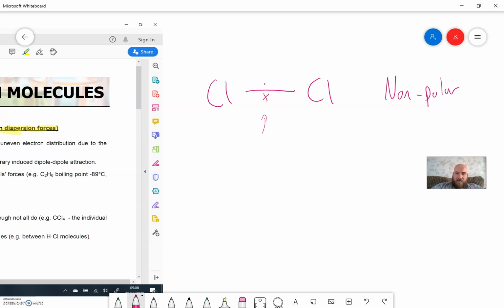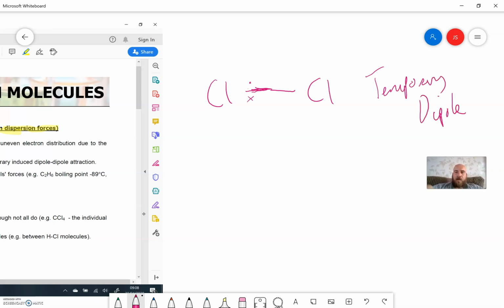All right. However, electrons are fairly mobile things. So what could potentially happen at any one time is that the electrons could be more over here. Now, if the electrons are more shifted to the left, we've gone from having a non-polar bond to a polar bond, but not for very long. This is now what we call a temporary dipole.